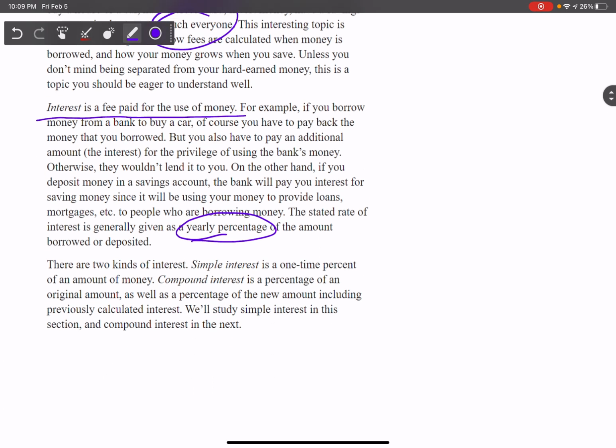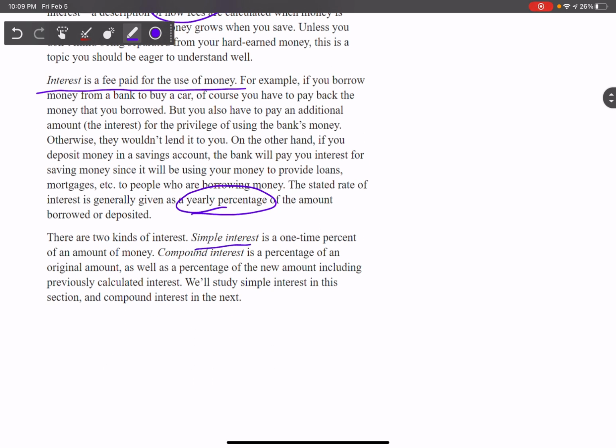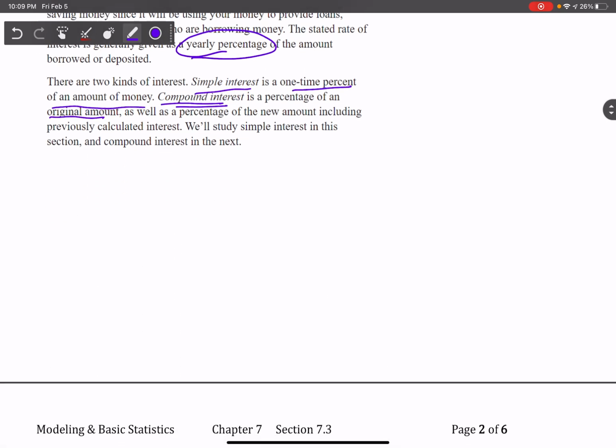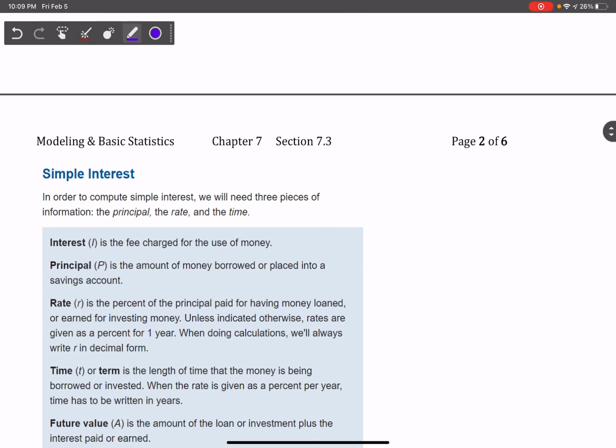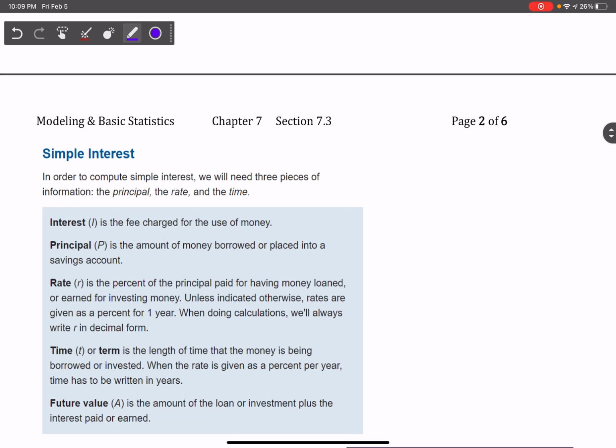So there are two kinds of interest. We have simple interest, which is a one-time percent of any amount of money. Then there's compound interest, which is a percentage of an original amount, as well as the percentage of the new amount, including that old interest. So we're going to first start talking about simple interest, and when we get into compound interest, I'll explain that a little bit better. In order to compute simple interest, we need three pieces of information. We need the principal, the rate, and the time.